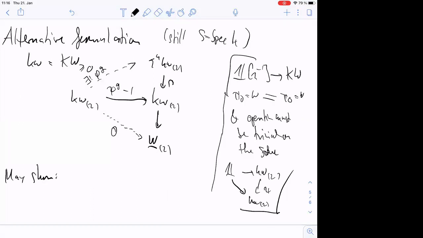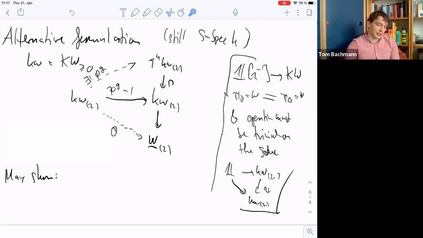Okay, I see. So you're saying that on pi one of W heat, this also acts trivially, or somehow the action on pi one leads to the action on the whole KW? Well, so far I have not really done anything, right? So it's not obvious immediately that this map is zero. I've just said that on pi zero, somehow it's zero, right?